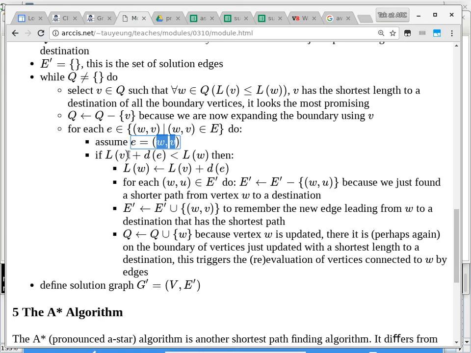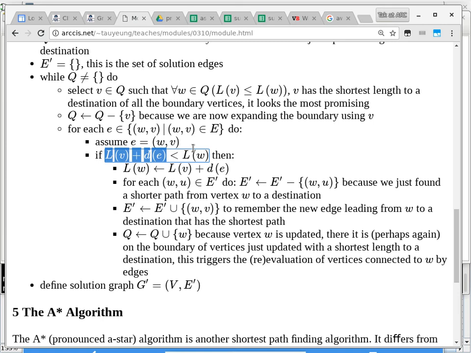So the first thing we need to do now is to evaluate this expression and see whether it is true or not. So what is this representing? It's a comparison, and it is comparing this particular sum with this particular value. So the first thing we want to do is to evaluate this particular addition and ask, what is the meaning of this? L of V is the length of the shortest path from vertex V to a destination.